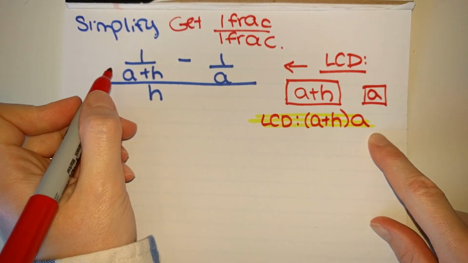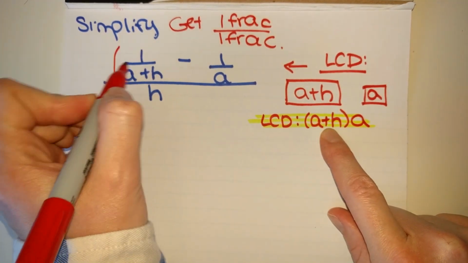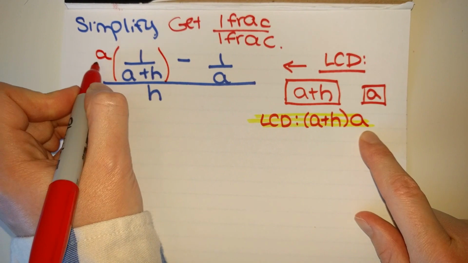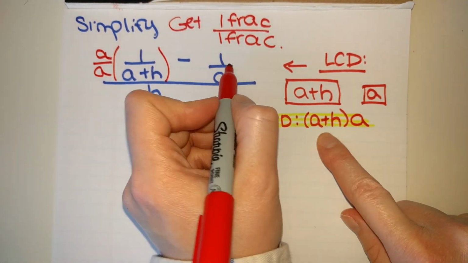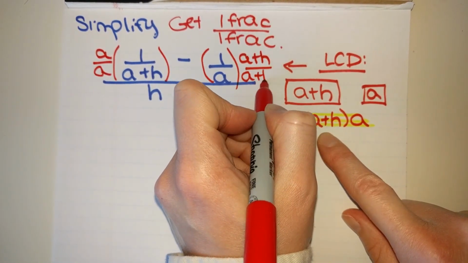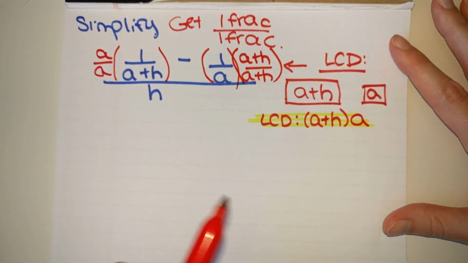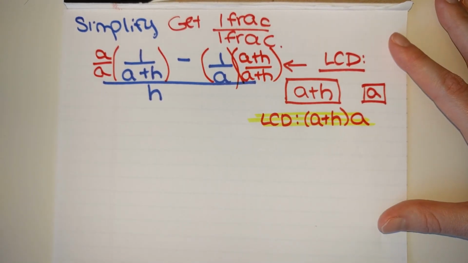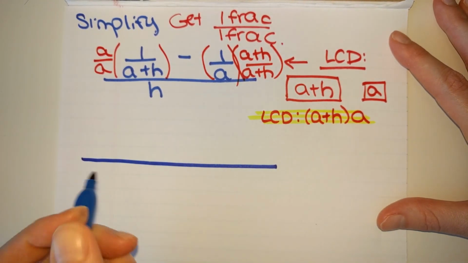So if we look at the first fraction, we see that the first fraction has the a plus h, so we need to only multiply by a over a. Now, the second fraction does not have the a plus h, so we multiply by a plus h over a plus h, and then it already has the a. So now we have an LCD.